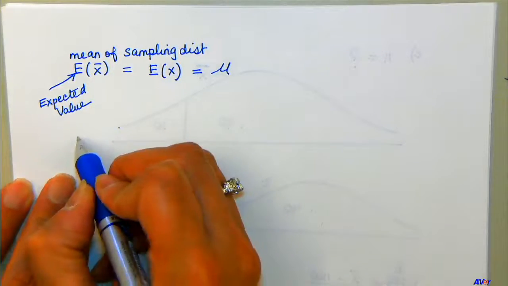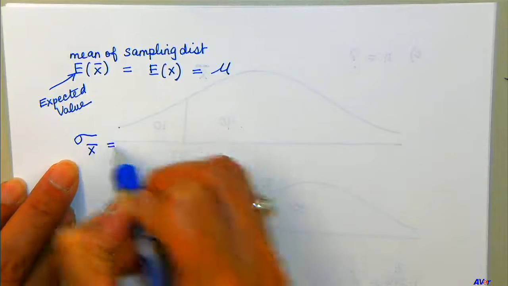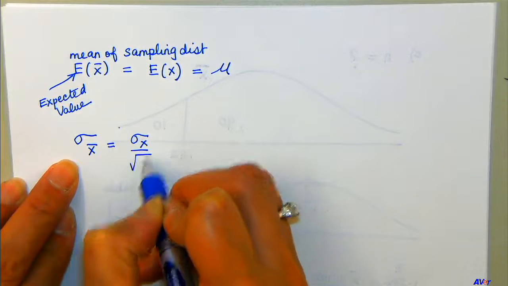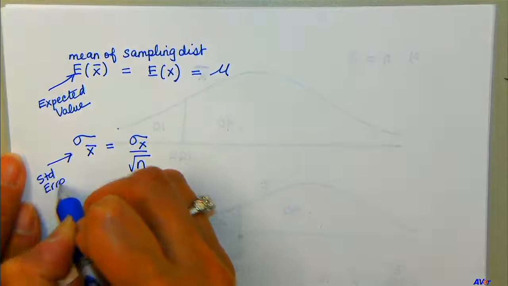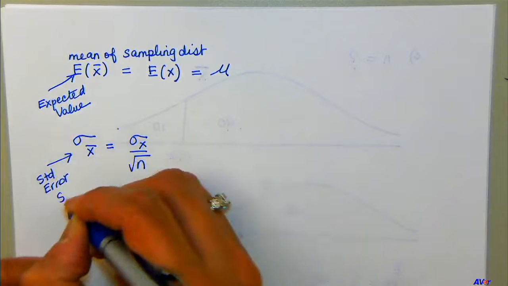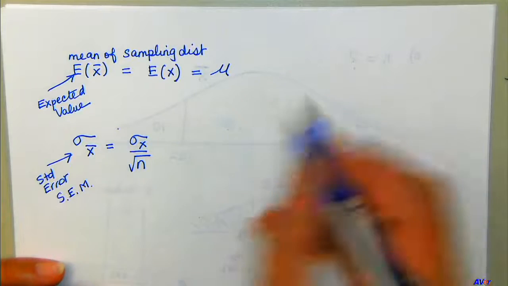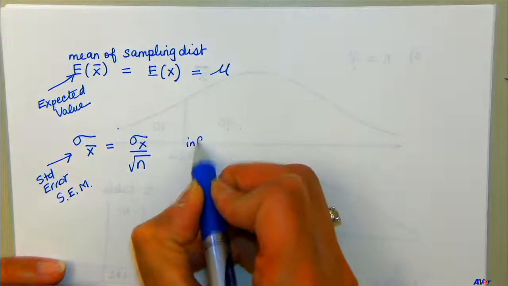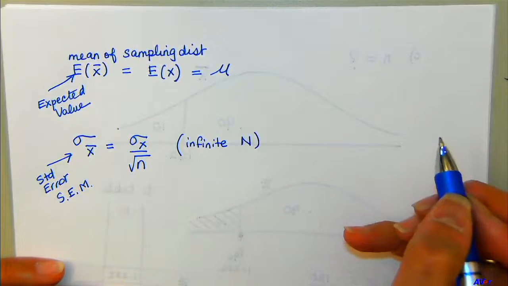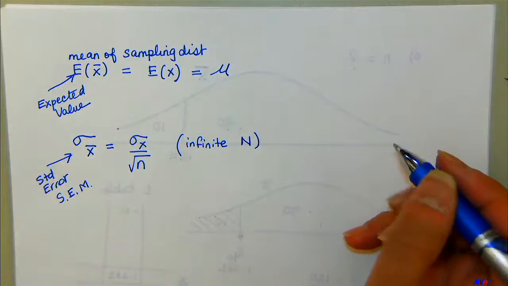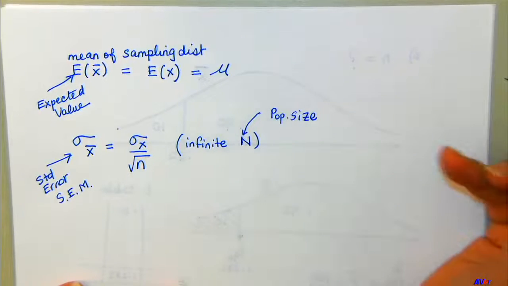And then I had one formula that I showed you last time. Sigma x bar is equal to sigma x over rad n. That's the standard error, otherwise known as SEM, standard error of the mean, is equal to the sigma of x divided by rad n. This is the formula in the case of infinite populations, capital N equal to infinity. What is capital N? That's the population size. That's the formula you've seen already.